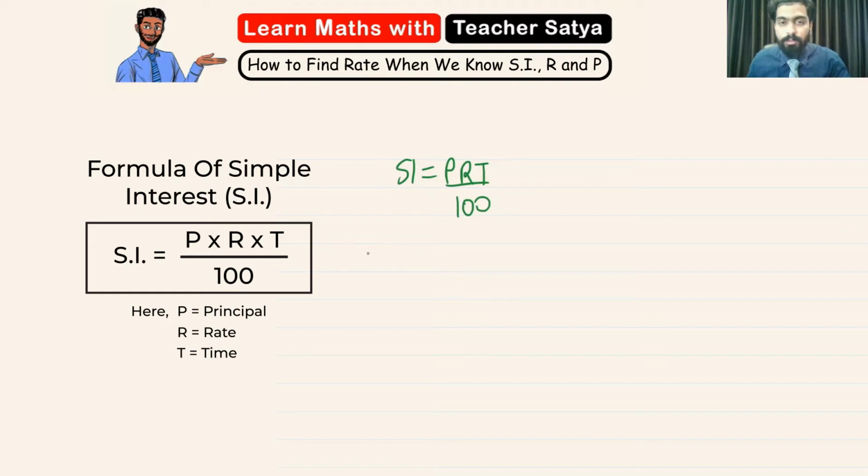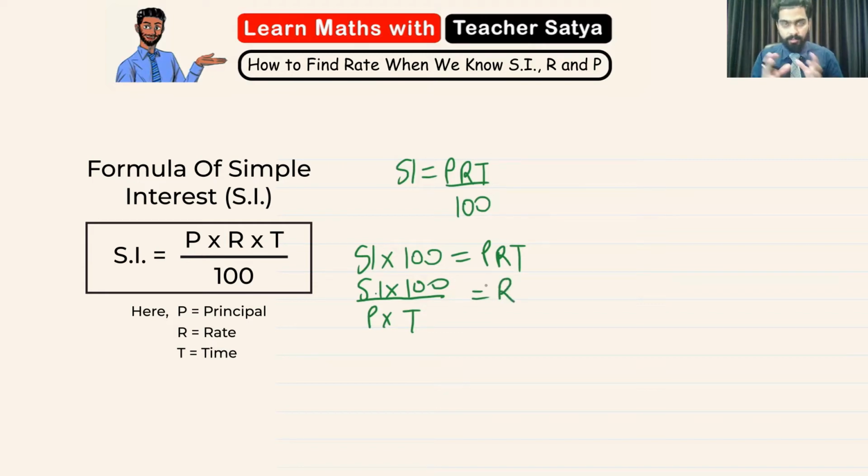So what the formula would look like is SI multiplied by 100 is equal to PRT, right guys? Because I transposed 100 to the other side. And in order for us to find the rate, SI times 100 over P times T will give us R. And we would be using this formula to solve a few questions.